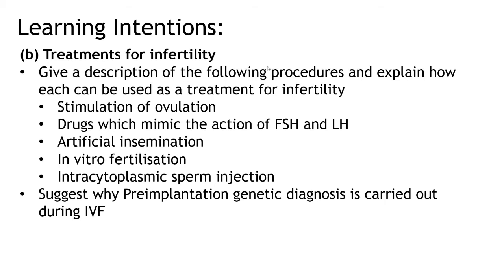So we've discussed the following techniques: the stimulation of ovulation, drugs that mimic the action of FSH and LH as part of in vitro fertilization, which we've discussed also intracytoplasmic sperm injection being a part of. Artificial insemination is used when the male has a low sperm count, and if the male has such a low sperm count that he is infertile or sterile, we can use a donor. Pre-implantation genetic diagnosis is useful in identifying embryos which have chromosomal or single gene abnormalities and not implanting these embryos.